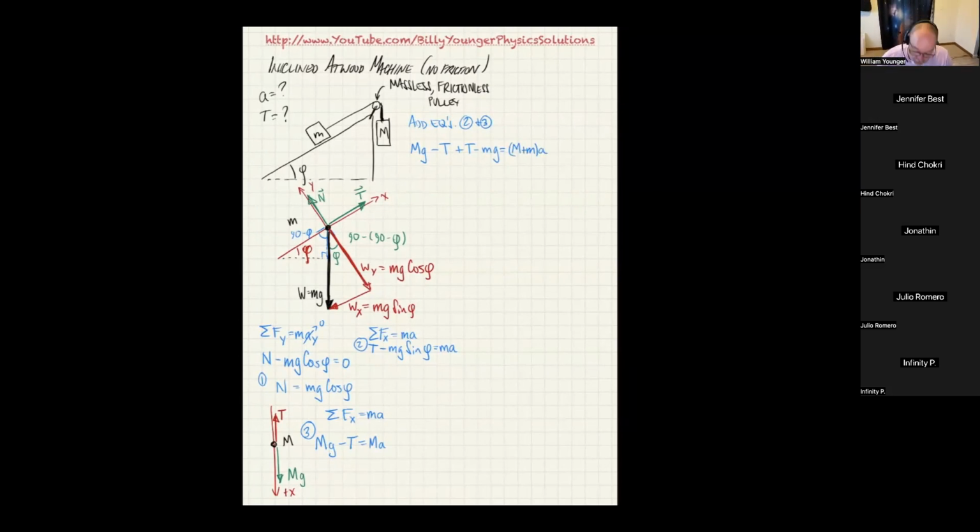So everybody follow what I did there? Notice the T and the negative T cancel out. And in fact, I'm in a good place to actually solve for a.